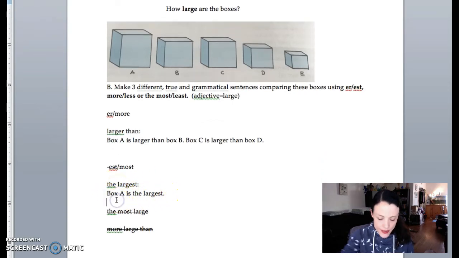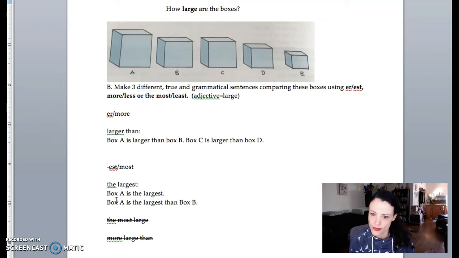Can I say box A is the largest than box B? Is that a good sentence? No. So remember, when I say "than," I'm comparing two things. That's when I'm going to use ER or more. For EST, the most, I'm comparing box A with all the boxes, not with one other box.